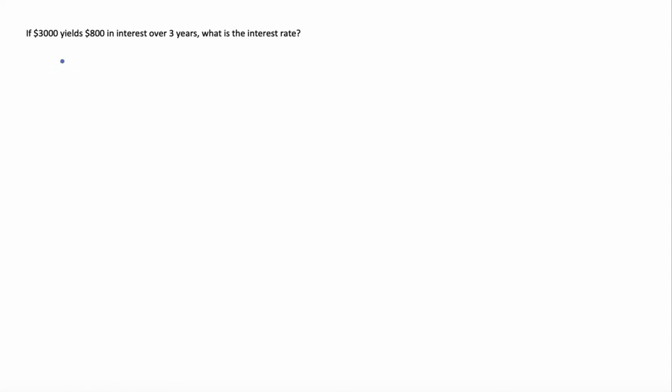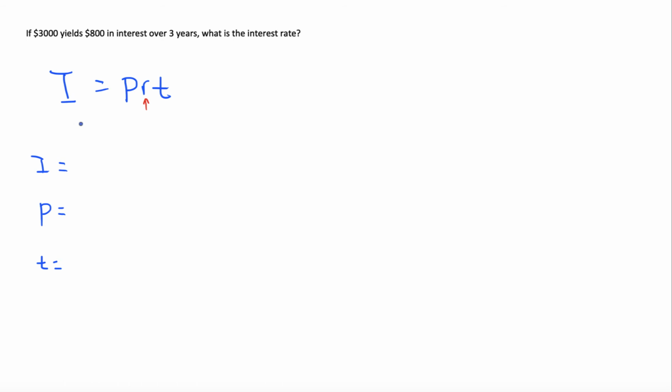If $3,000 yields $800 in interest over 3 years, what is the interest rate? Okay, so we know that we're going to use this formula I equals PRT, but notice in this case, what are we finding here? We are finding the interest rate, which means we should know what the interest is, how much interest was earned. We should know what the principal is, and we should also know the time. So just mathematically, because we want to find the rate, we should know what everything else is.